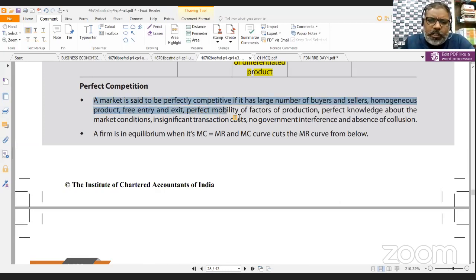When it is called a perfectly competitive market, so many features are there. These are all descriptive things, definitely important for general understanding purposes. A large number of buyers and sellers, homogeneous products, free entry and exit, perfect mobility of factors of production, perfect knowledge about market conditions, almost insignificant transaction costs, no government interference, and absence of collusion. All these are the features of perfect competition. Well and good, so simple.